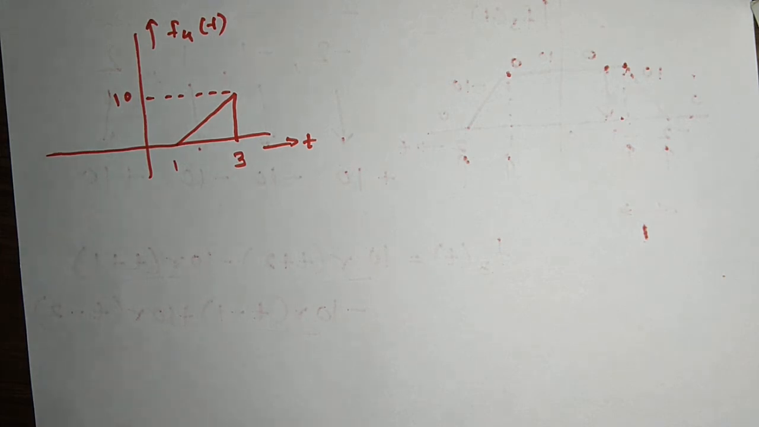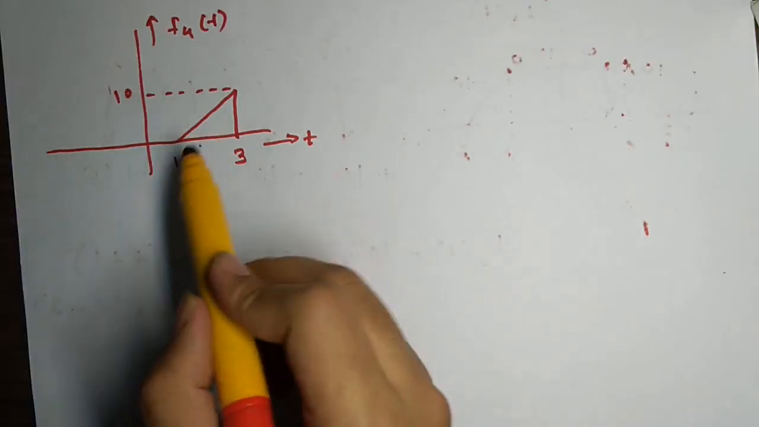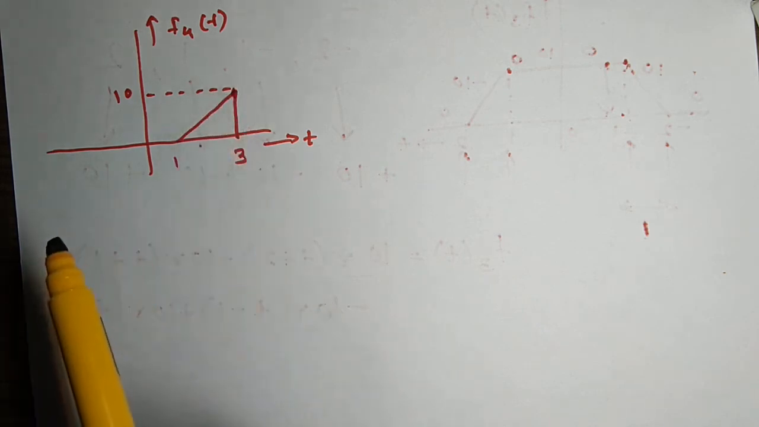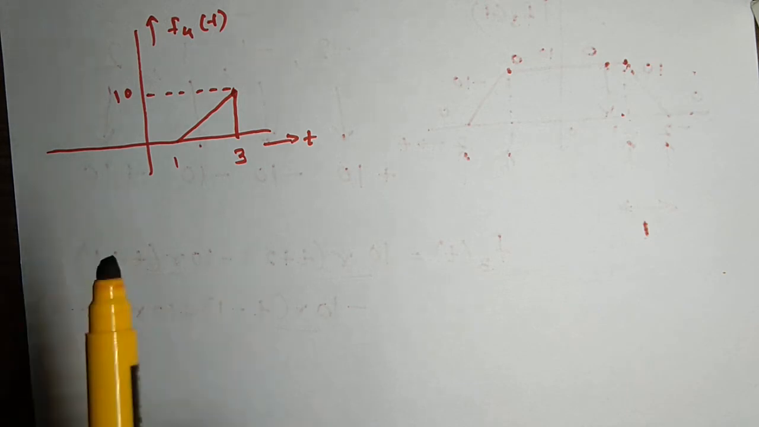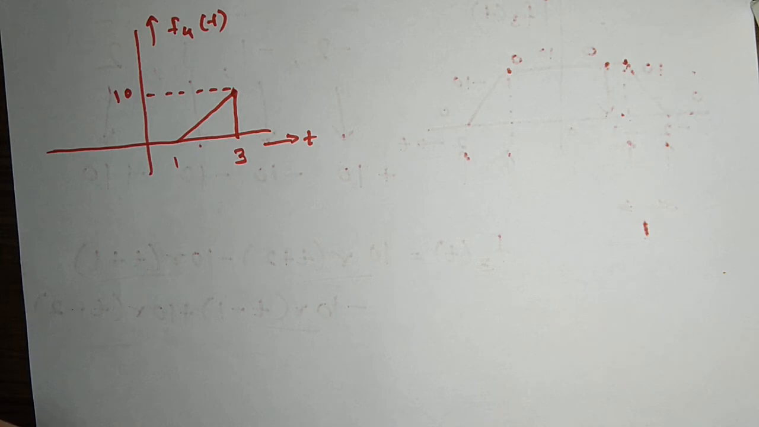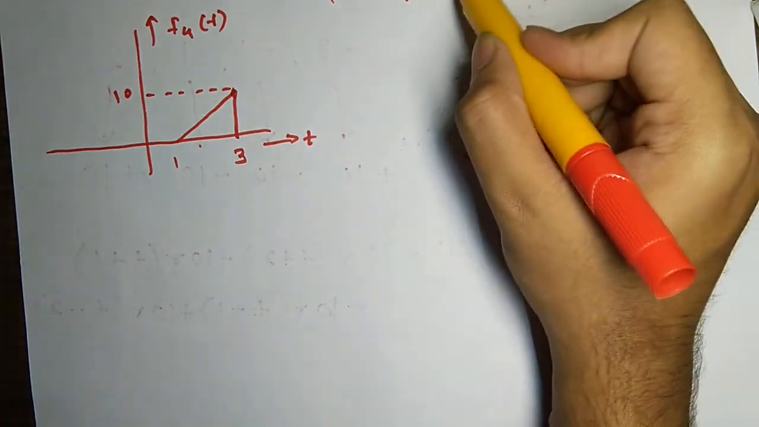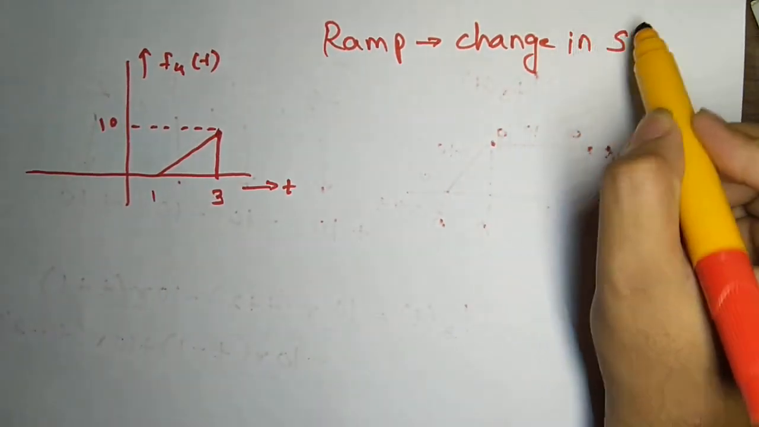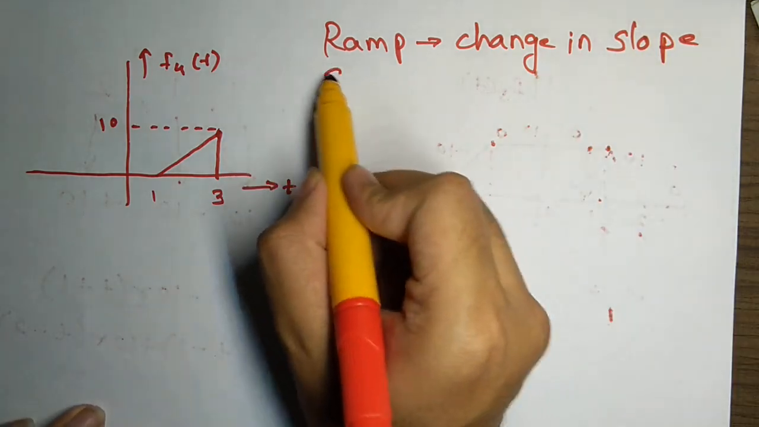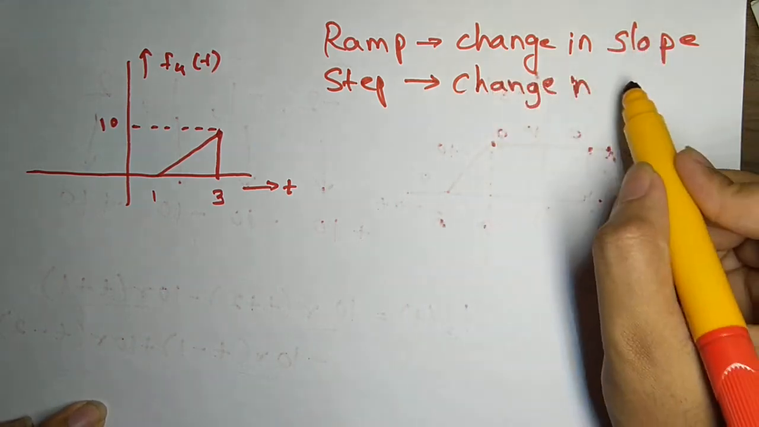So f4 of t. Now in the first look, what will you observe? You can see there is one sudden change in amplitude, so there should be at least one step signal, correct? And you can see one ramp signal, right? But if you observe carefully, what is ramp? Ramp is sudden change in slope. And step is sudden change in amplitude.